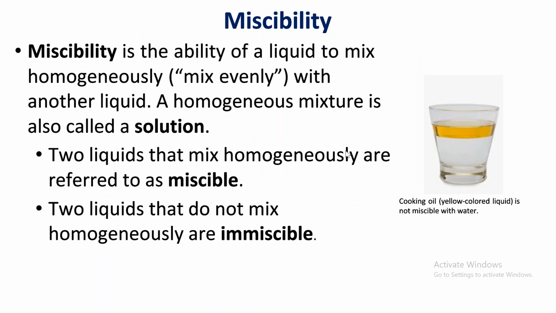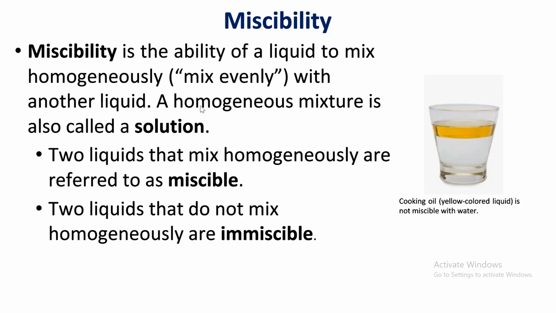So let's define the word miscibility. Miscibility is the ability of a liquid to mix with another liquid, and the key word is homogeneously, which means that it mixes evenly. So you only see one layer. And let's go over some important terminology. Again, important words are highlighted for you, they're bolded. So make sure you make a note of them.